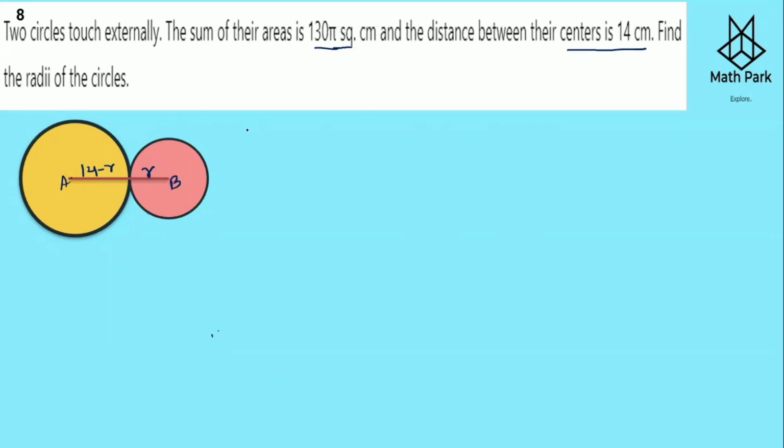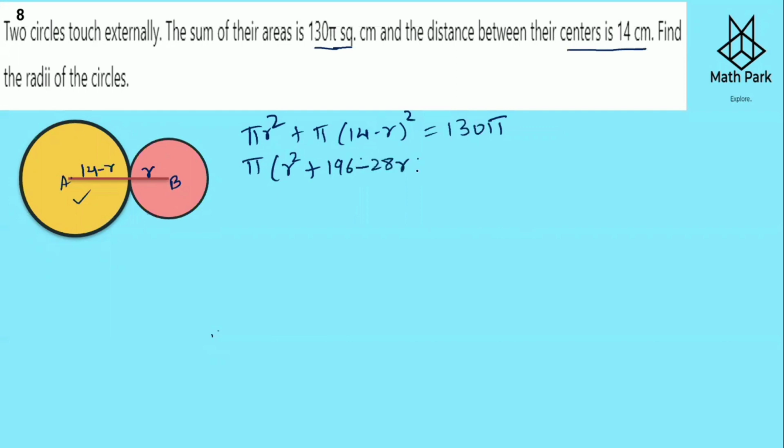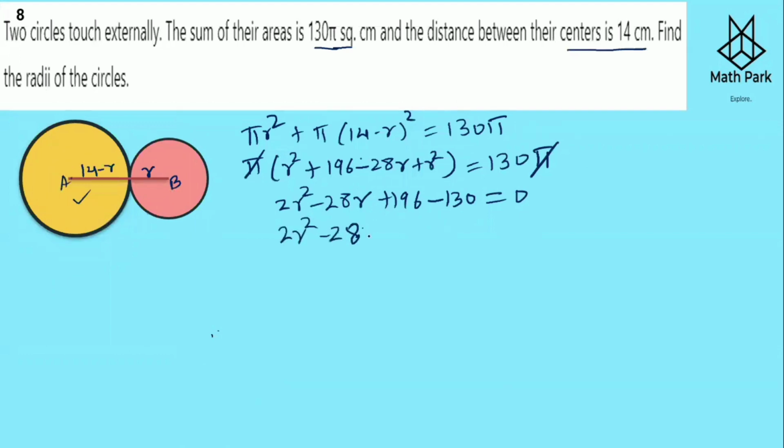Now you are given the sum of the areas. So pi r square is the area of the small circle plus pi (14 minus r) the whole square is the area of this circle, equal to 130 pi square centimeter. Let us take pi common. You have r square plus expand this. So (14 minus r) square is 196 minus 28r plus r square, equal to 130. Pi will be divided by pi. So r square plus r square is 2r square minus 28r plus 196 minus 130 is equal to 0. 196 minus 130 is 66. So you get 2r square minus 28r plus 66 is equal to 0.